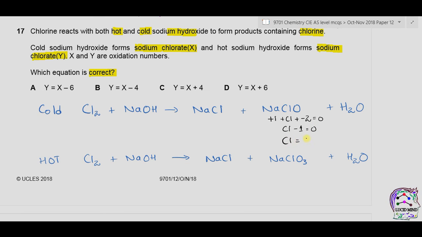So the oxidation state of chlorine is +1 and this is sodium chlorate X. Then we have sodium chlorate Y. Sodium is +1, chlorine is Cl, we have 3 oxygen atoms. Overall charge is 0. So the oxidation state on chlorine is +5 in sodium chlorate Y. So we can say that X equals +1, Y equals +5. So we can say that +5 equals +1 +4. So C seems to be the correct option.